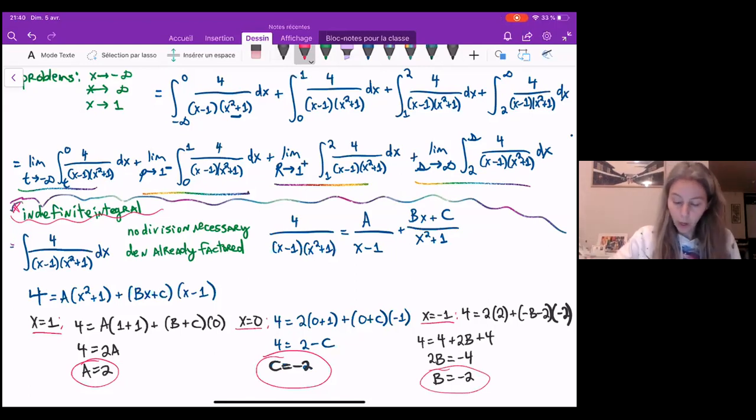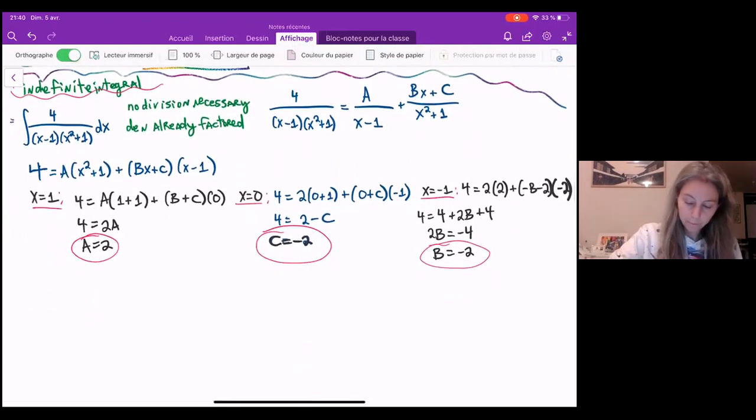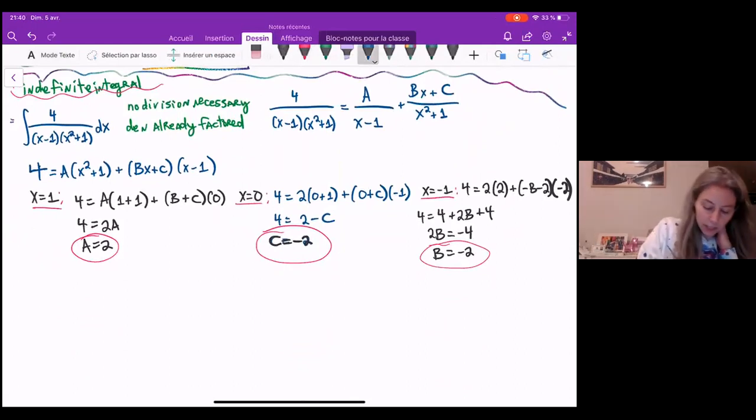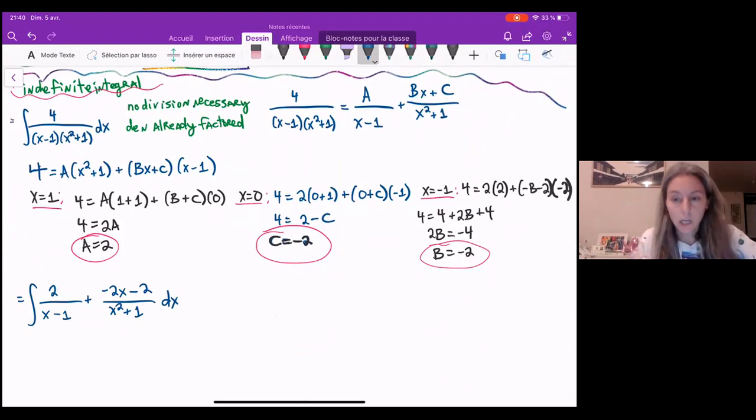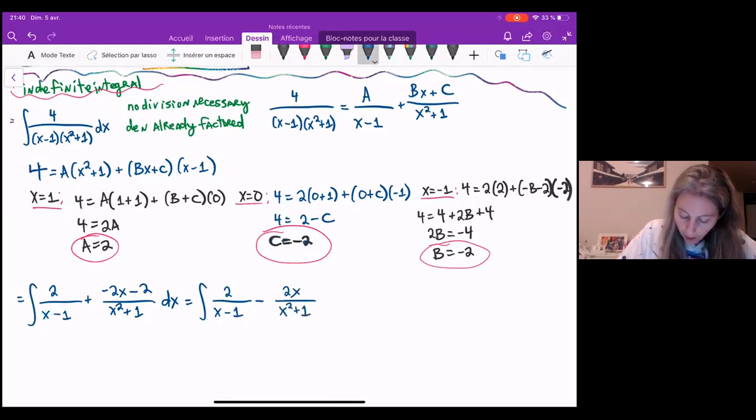All right, so now we want to plug this back into the integral. So we get that the integral is 2 over x minus 1 plus negative 2x minus 2 over x squared plus 1. And so this is a form that appears at the end of partial fractions that we've seen numerous times. We know that to do this integral, we need to separate that second fraction into 2 different fractions. So we'll end up with 2 over x minus 1 minus 2x over x squared plus 1 minus 2 over x squared plus 1.